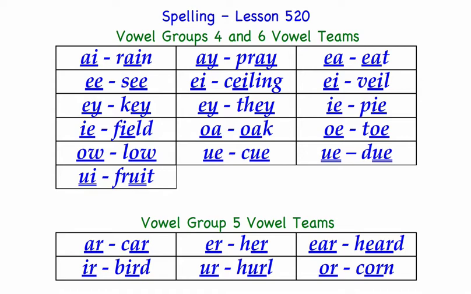Looking at the vowel group 5 teams, A-R, R, car. E-R, her. E-A-R forms a team when it's followed by a consonant, and it will represent the sound as in heard. I-R, bird. U-R, hurl. And finally, O-R, or corn.